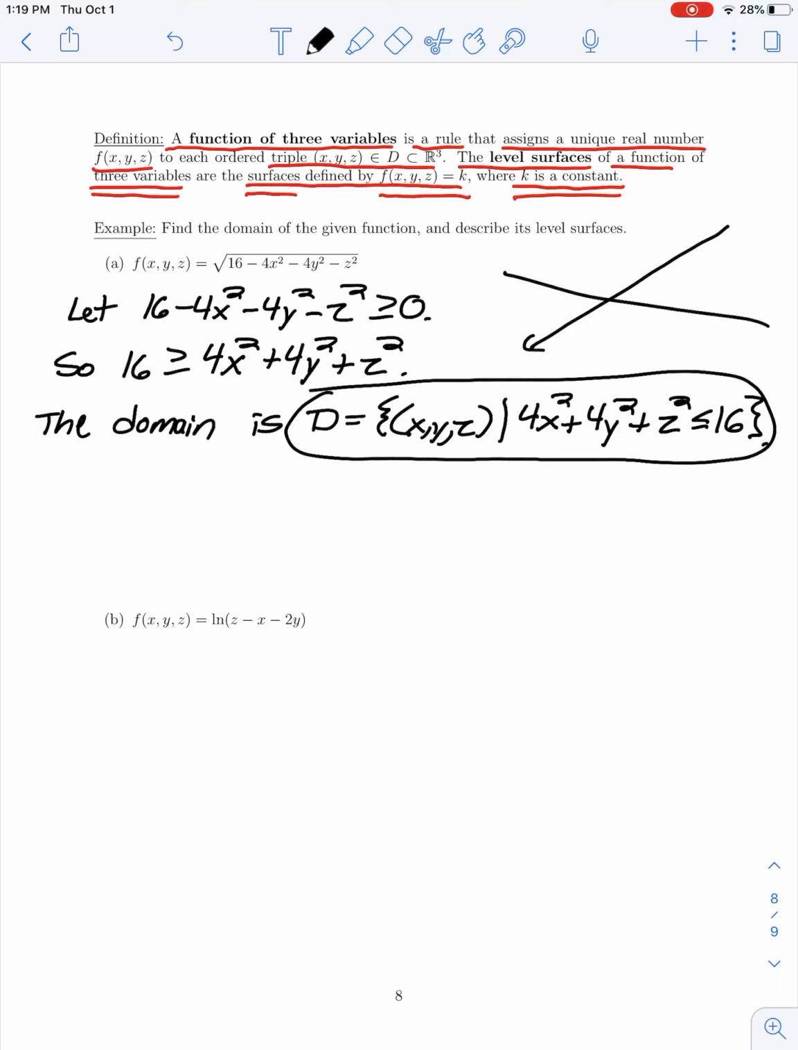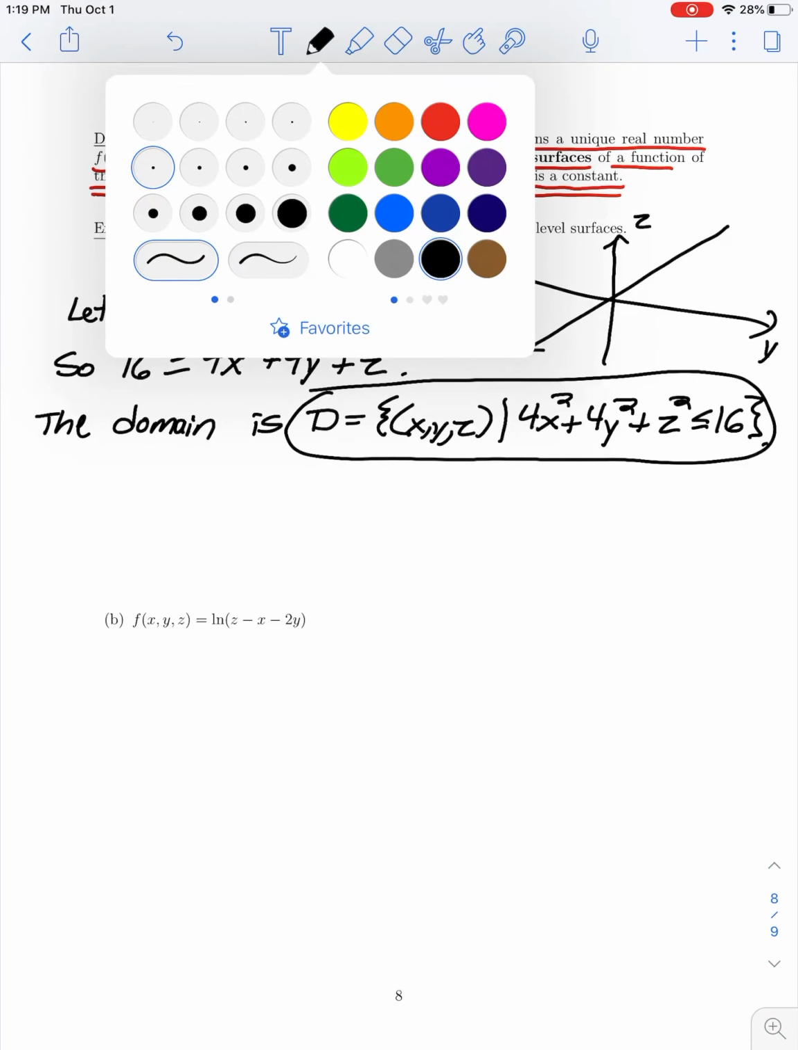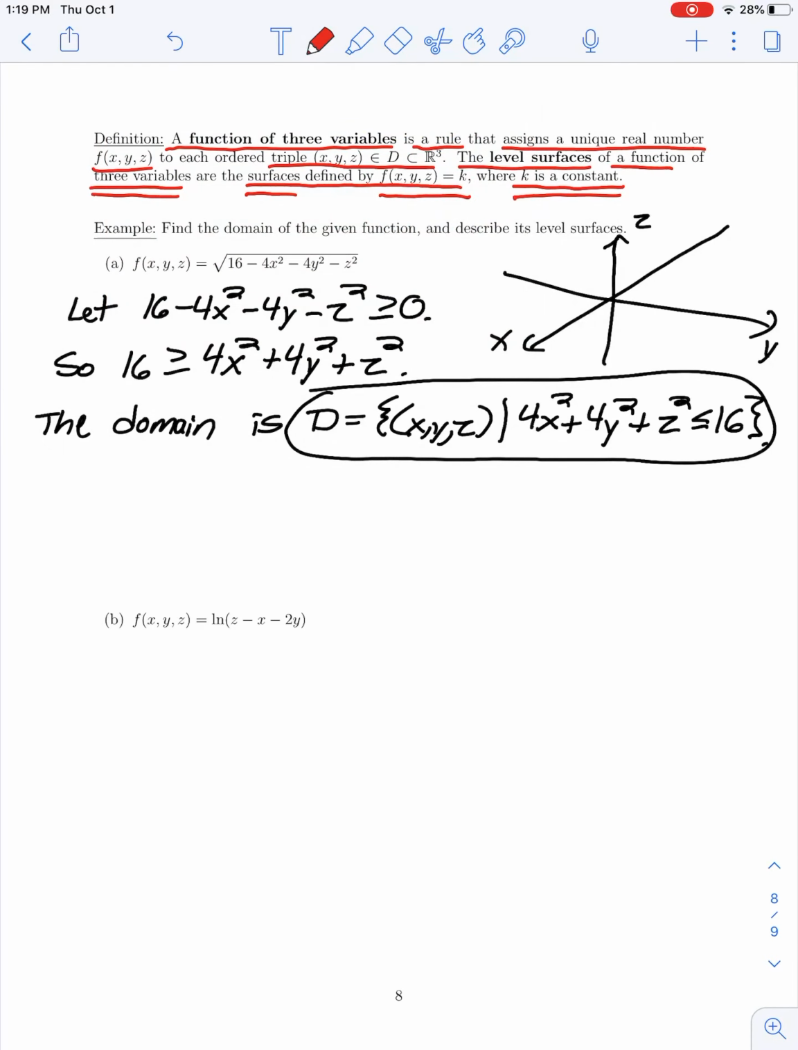So here is a rough sketch for our domain. We would have the ellipsoid whose x-intercepts would be positive or negative 2, whose y-intercepts would be positive and negative 2, and whose z-intercepts are positive or negative 4. So our domain would be this ellipsoid shown here, the interior of this ellipsoid, since the sum of the square values had to be less than or equal to 16.